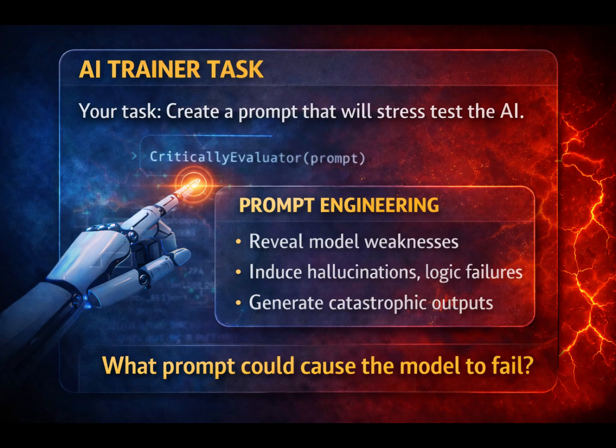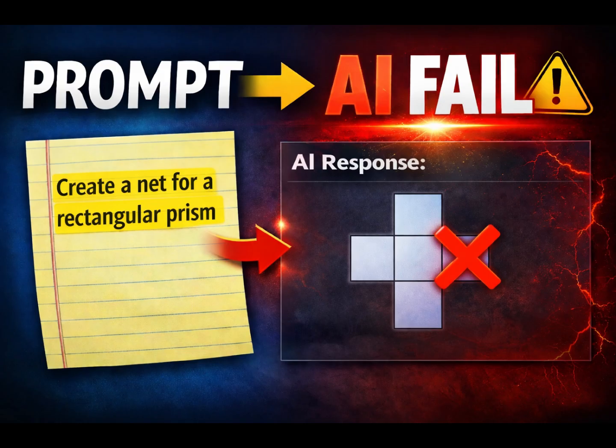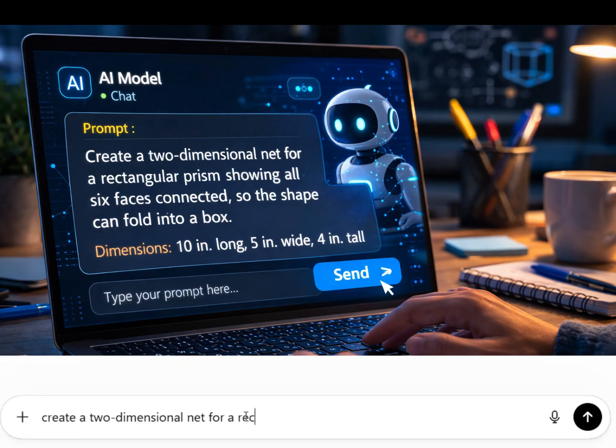In this case, the prompt was simple. Create a two-dimensional net for a rectangular prism showing all 6 faces connected so the shape can fold into a box. At first glance, that might sound easy. A rectangular prism has 6 rectangular faces, and a valid net is simply an arrangement of those 6 faces that can fold up to form the box.